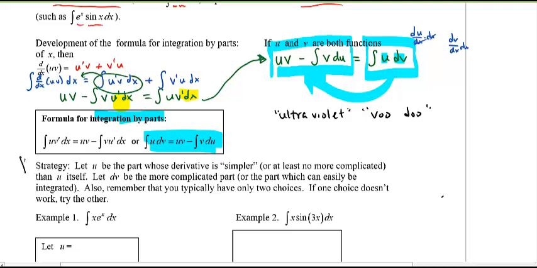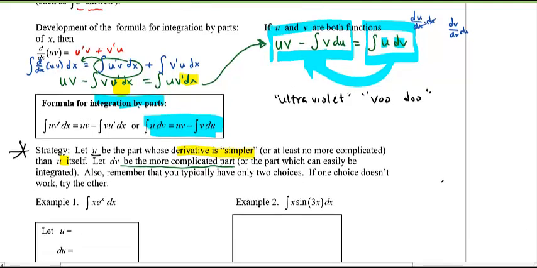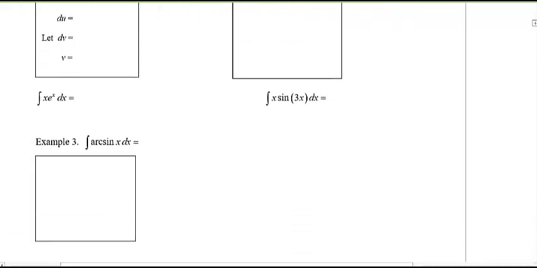So here's the strategy here, okay? U is always the part whose derivative is pretty simple or simpler, okay? Or at least not more complicated than u itself. And then the dv is just what's remaining, usually the more complicated part. Okay? But also, that part should be easily integrated. Okay? And remember here, you only have two choices. So if one choice doesn't work, just try the other. Okay? So let me show you what I mean with these three examples.